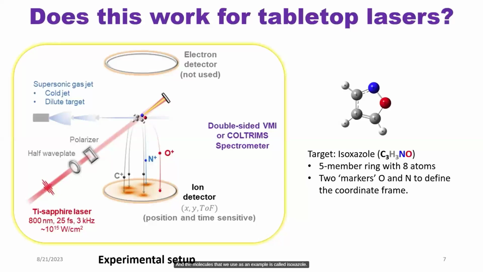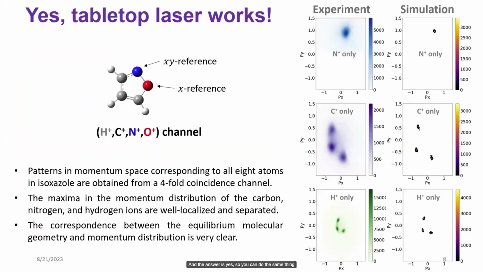The molecule that we use as an example is isoxazole. It has a 5-member ring with 8 atoms, and it also has 2 unique atoms, the oxygen and the nitrogen, so that we can define the coordinate frame later on. Yeah, and the answer is yes. You can do the same thing with tabletop lasers.